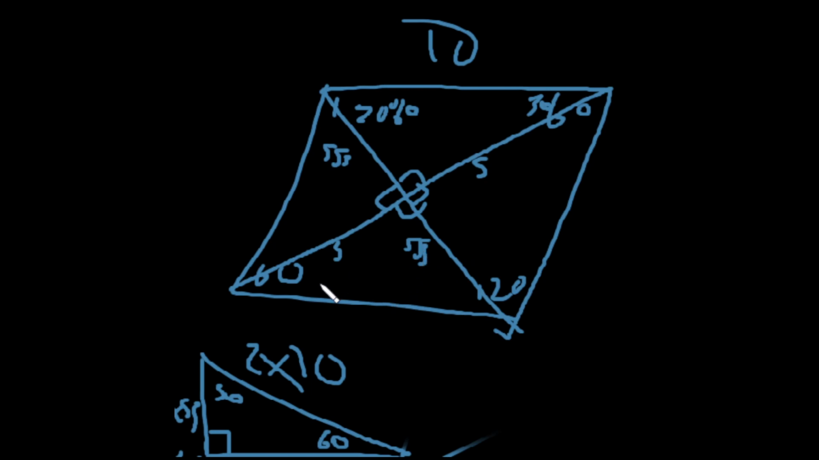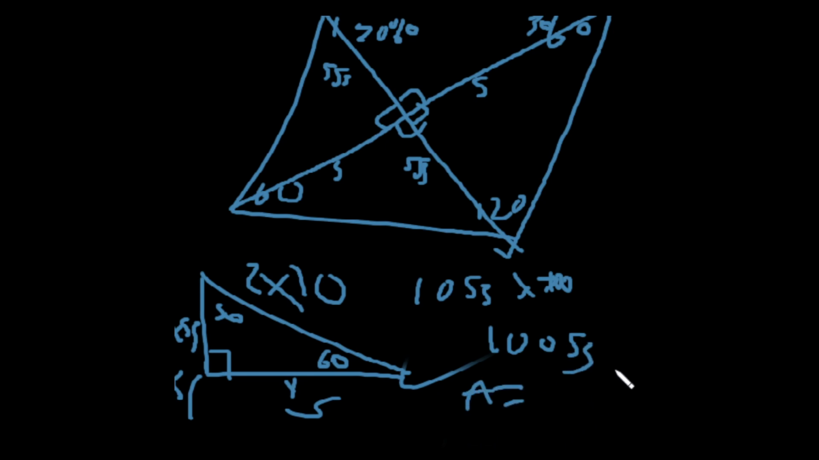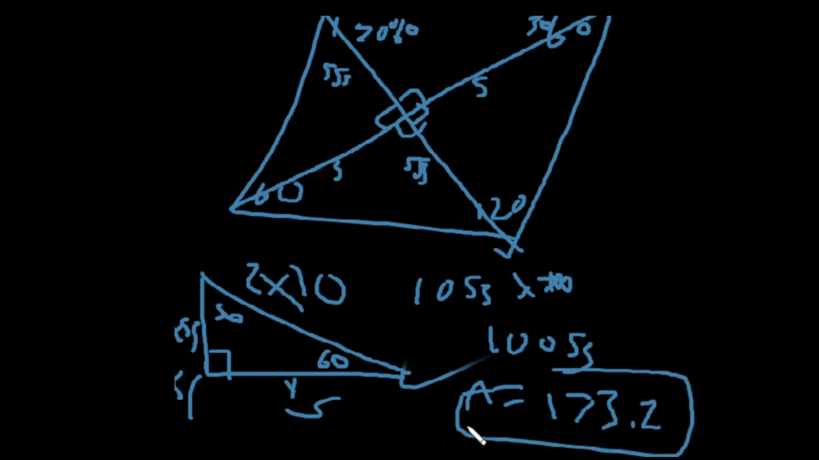Let me think about it. Alright, yeah. So this is 10 square root 3 times 10. So this is 100 square root 3. A equals 173.2. My bad.